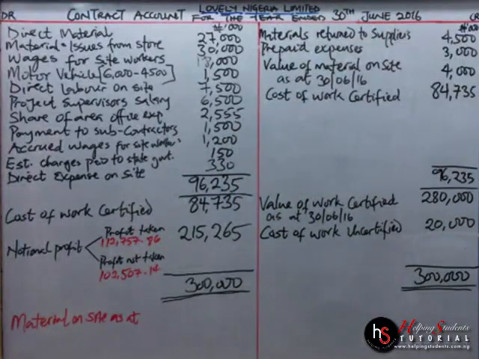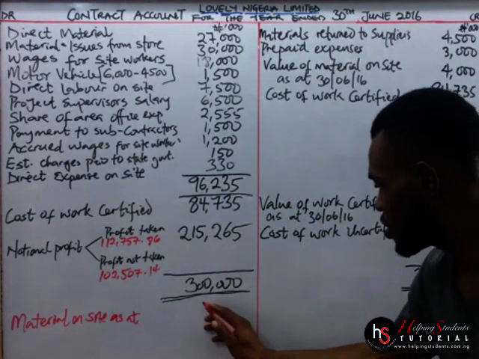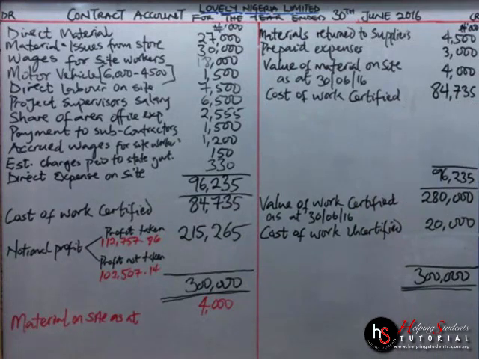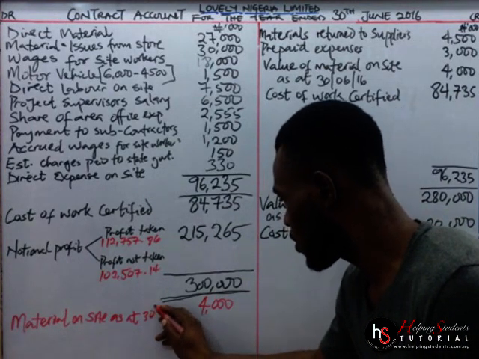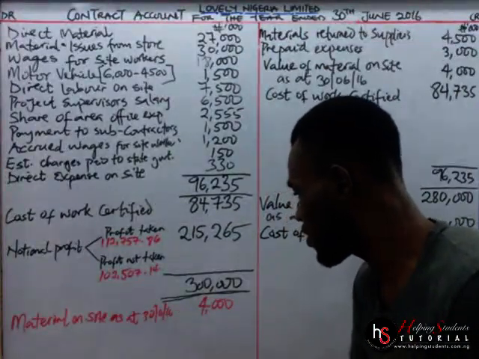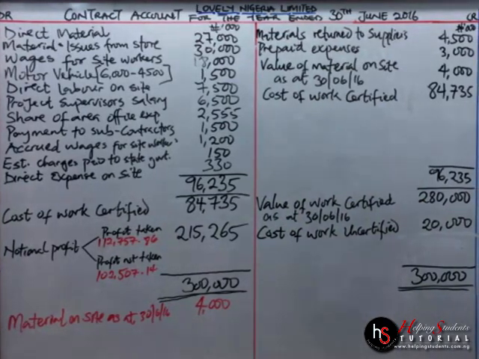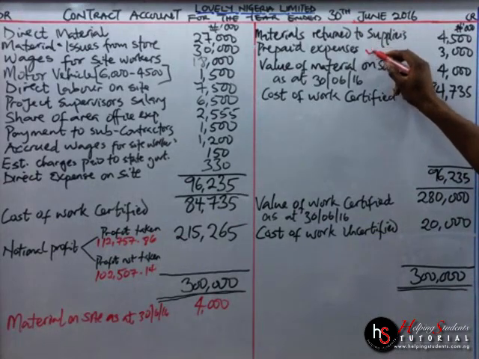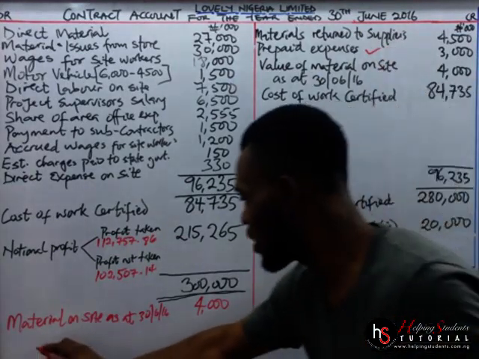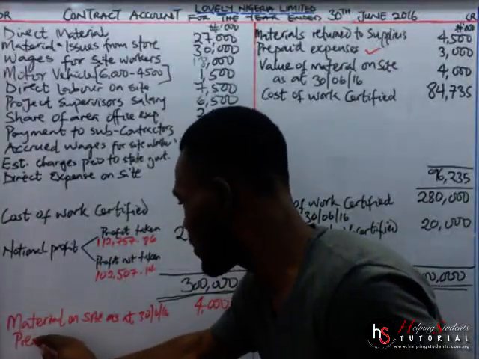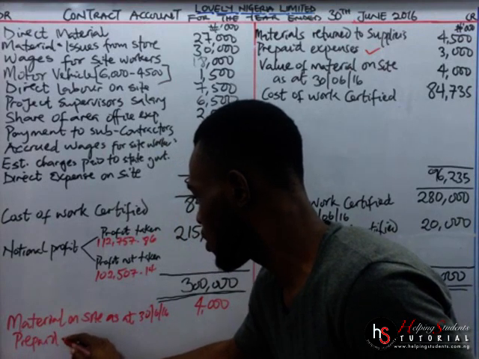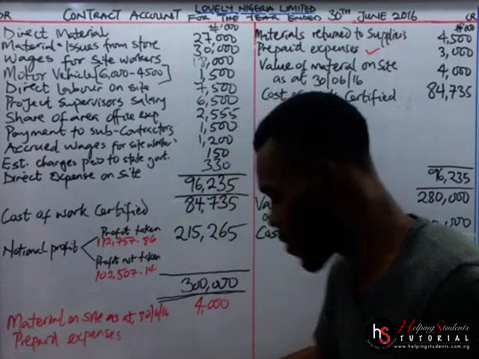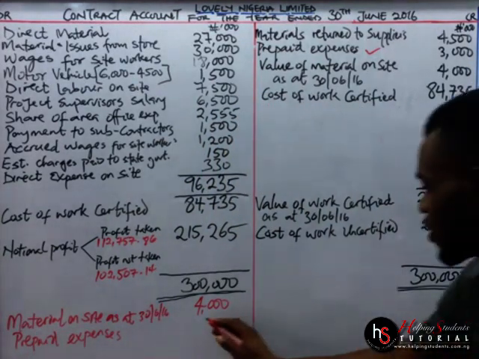So the material on site is how much? We have 4,000 here. You remember the date? It was on the 30th, 6/16. All right? Then what is the next thing we were going to break down again? We have the prepaid expenses. You can see the prepaid expenses. And how much is the prepaid expenses? We have 3,000.